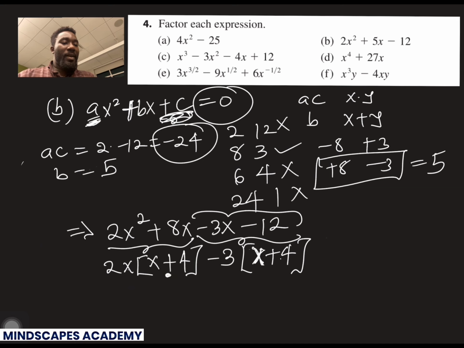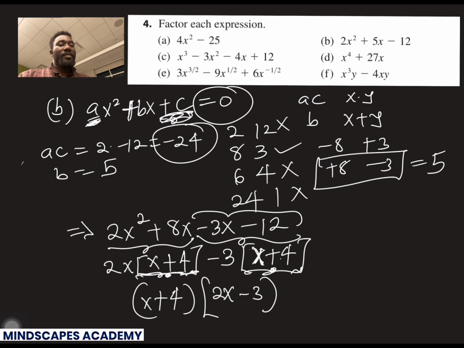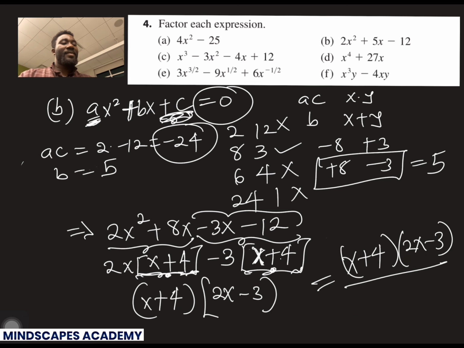So you have the common term, x plus 4. You write the common term and take it outside. Then when you take x plus 4 from this expression, what do you have? You have 2x. When you take x plus 4 from this expression, what do you have? You have negative 3. So now your final answer will be x plus 4 times 2x minus 3. So that is the final expression for this problem.